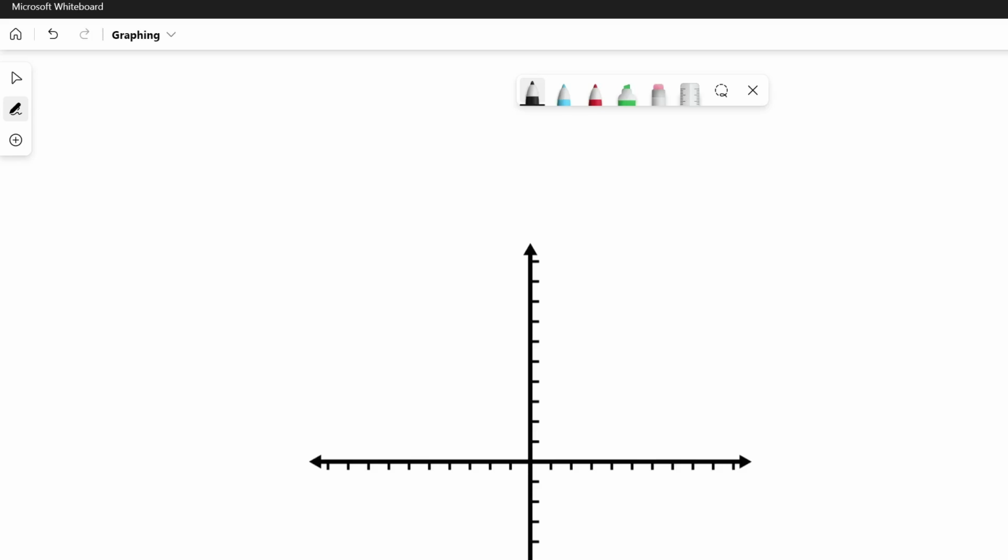Good morning, everyone. Today we'll be going through plotting line graphs under a certain domain. So let's first go through what a domain is.